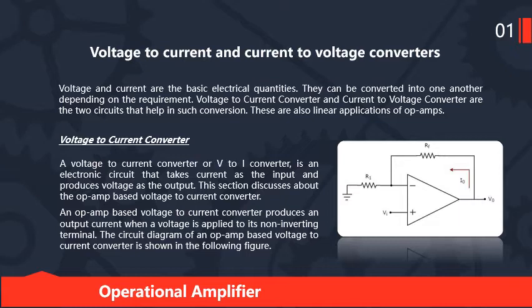This section discusses the operational amplifier based voltage to current converter. An operational amplifier, op amp in short, based voltage to current converter produces an output current when a voltage is applied to its non-inverting terminal. The circuit diagram of an operational amplifier based voltage to current converter is shown in the figure. So this is the circuit diagram for voltage to current converter.